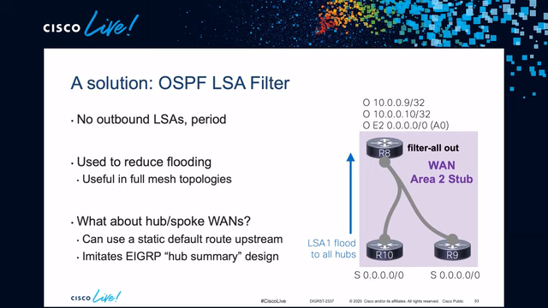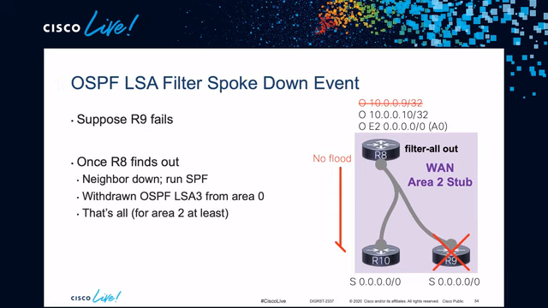If you look at the diagram, it actually looks just like the EIGRP design we discussed a few minutes ago. The only difference is that the static route is static and not learned through EIGRP. This is advantageous because it mimics all the advantages of the EIGRP design except using OSPF. Let's examine what happens when one of our spokes fails using our new design.